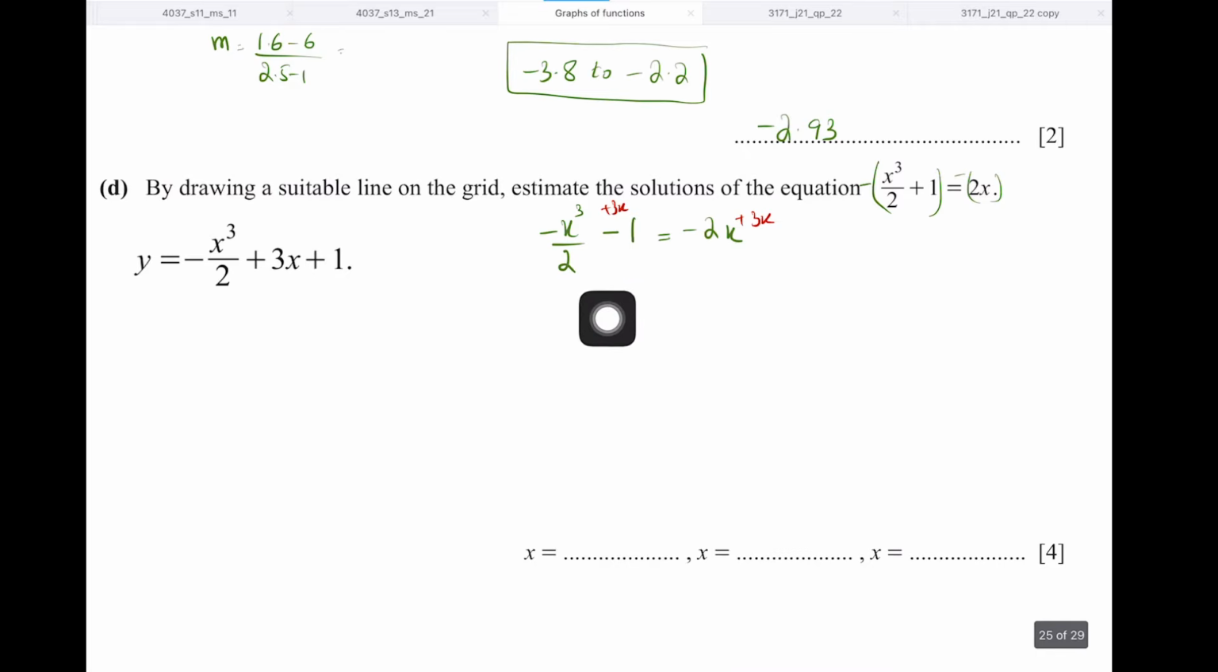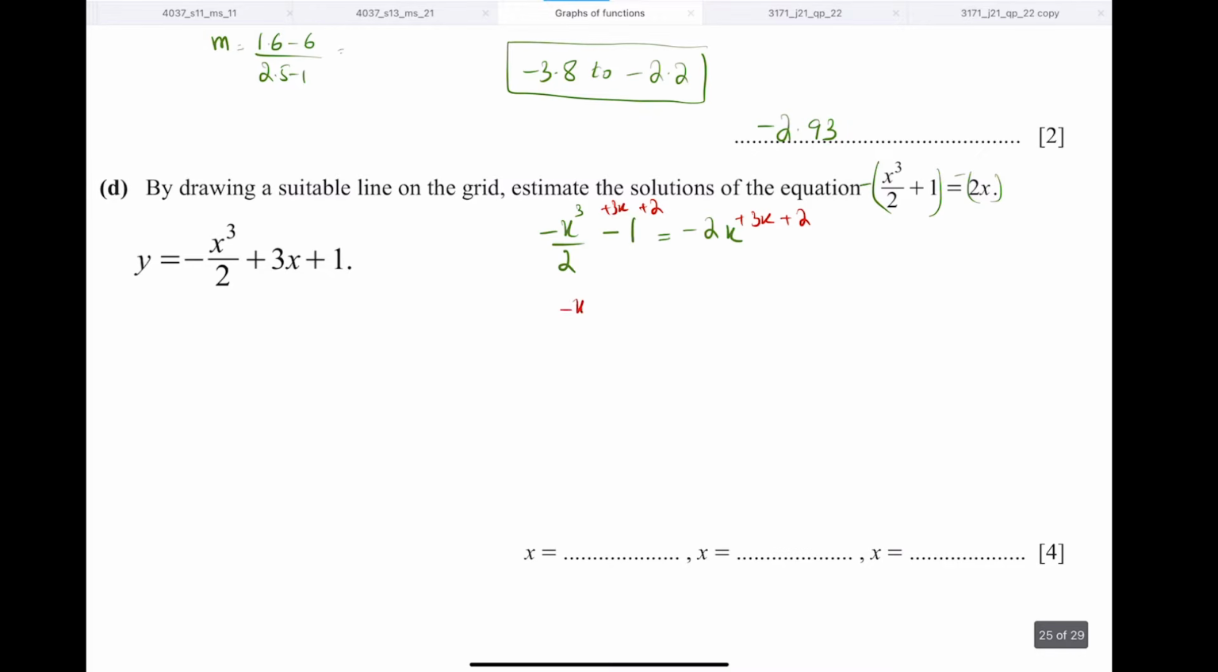We'll simplify this later. Over here, we have a minus 1. In the actual equation of the curve, we have a plus 1. Now here's a question for you guys. What should I add to minus 1 to bring it equal to plus 1? Plus 2. Very good. So I need to add 2 on both sides.